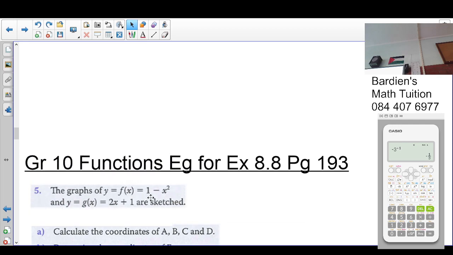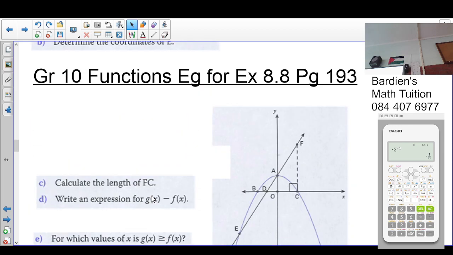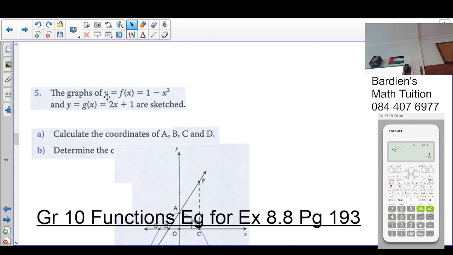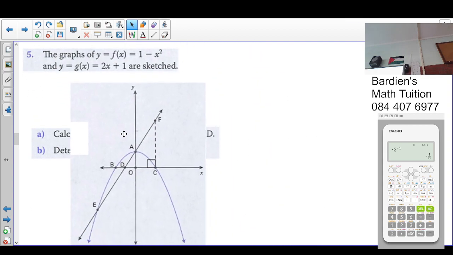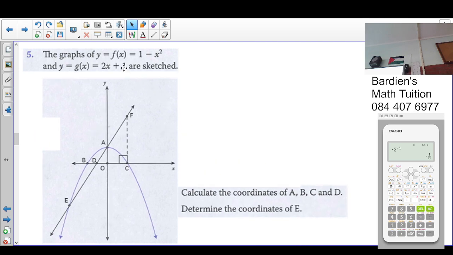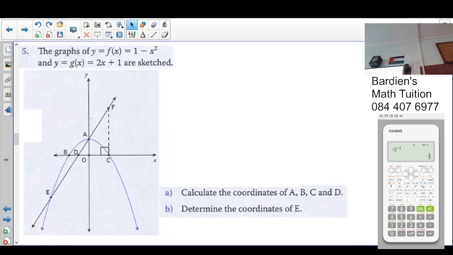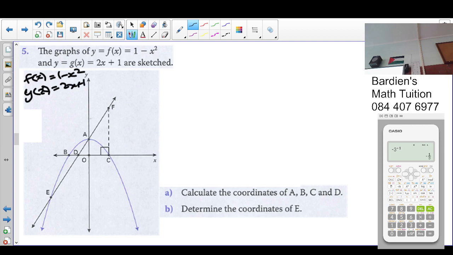Now this is number 5. Number 5, we are told the graphs of f of x equals, so I'm going to write here, f of x equals 1 minus x squared. What type of graph is f of x? Parabola. How do I know it's a parabola? X is being squared. And g of x is equal to 2x plus 1. What type of graph is that? A straight line, a linear graph. X is to the power 1 as each.